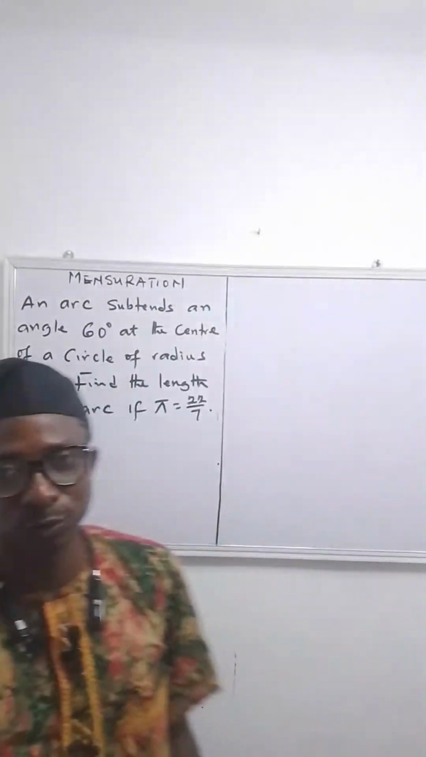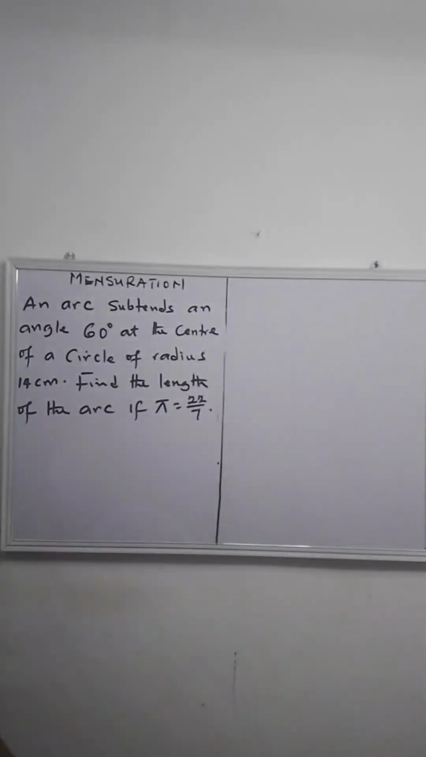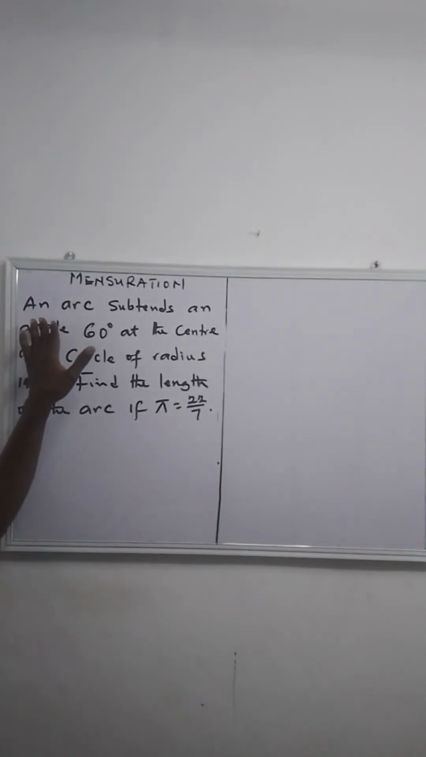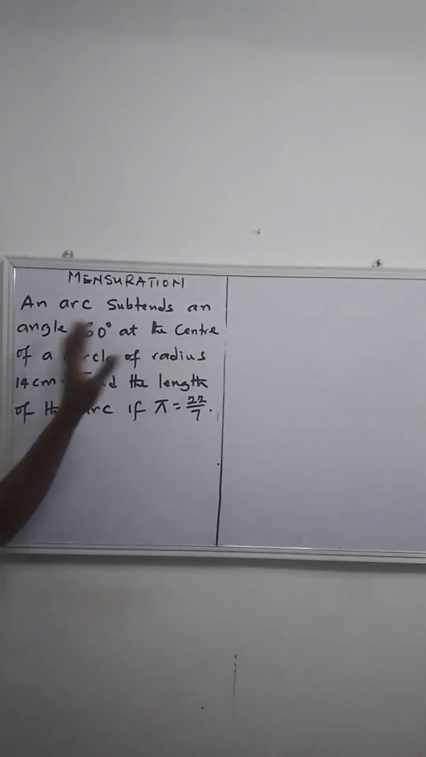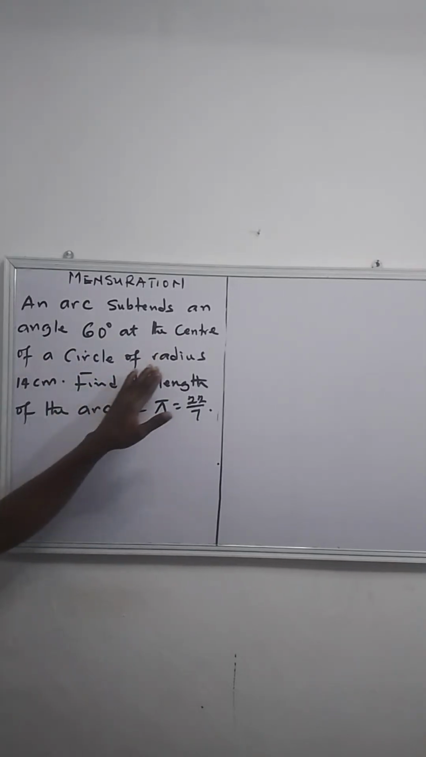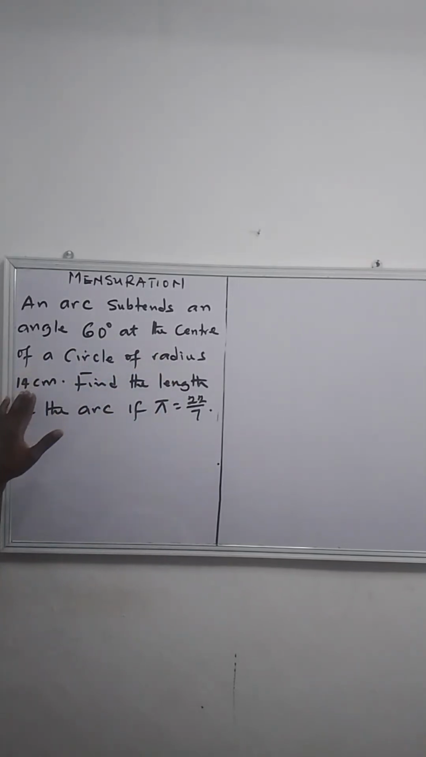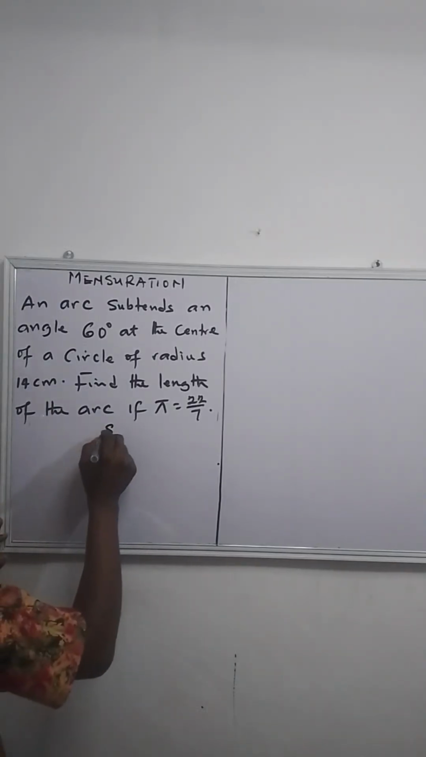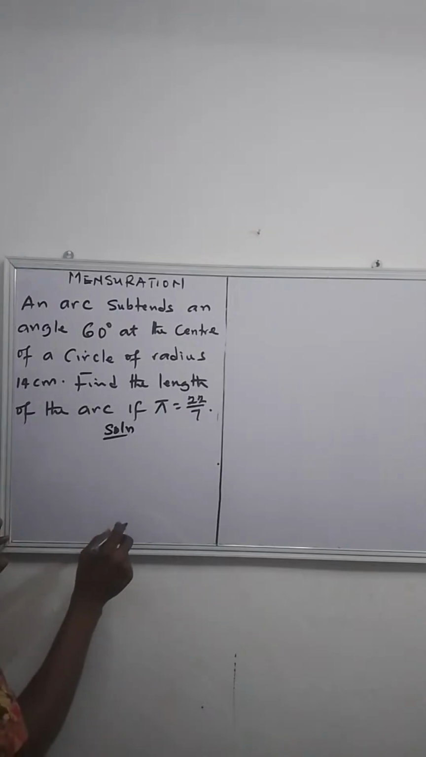Okay, now let's look at this question. The question asks us to find the length of an arc. Don't forget, we already know the formula for finding the length of an arc. So let's see what is given. An arc subtends an angle of 60 degrees at the center of a circle of radius 14 centimeters. All right, so can we describe that in a diagram?